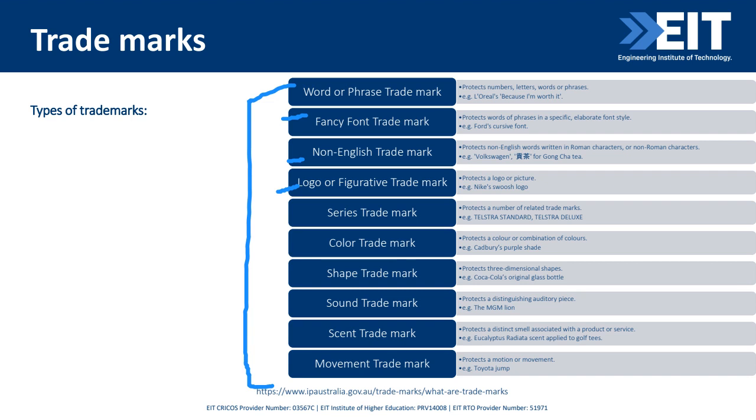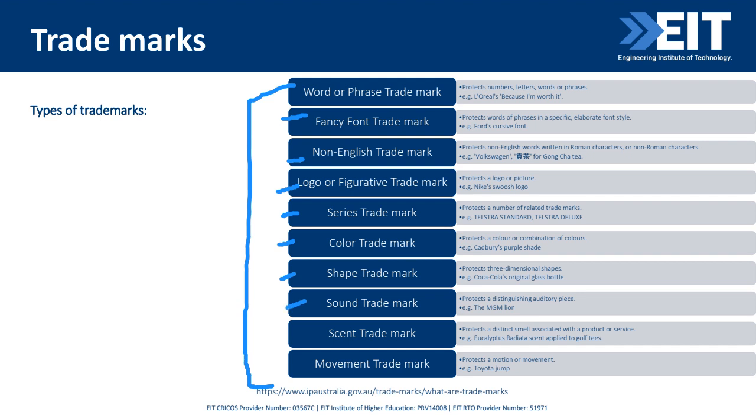Then we have logo or figurative trademark, which we are more used to consider as trademark. So it will protect the logo or a picture, as we have seen Nike's swoosh logo. Then we have series trademark. So same company involved in more than one product can have series trademarks. So Telstra Standard, Telstra Deluxe. These are series trademarks. Color trademark, as we have seen in the example, particular combination of colors, Cadbury's purple shade. Then we have shape trademark as well. So 3D shape of a product can be protected under this, and Coca-Cola's original glass bottle or Toblerone chocolate, if you know, the triangular shape is also protected under shape trademark.